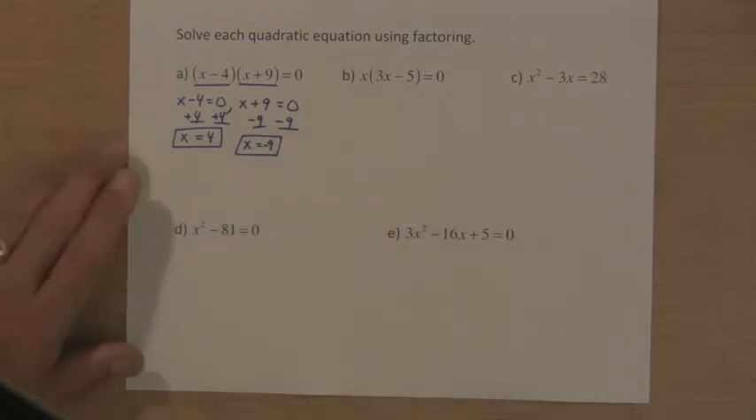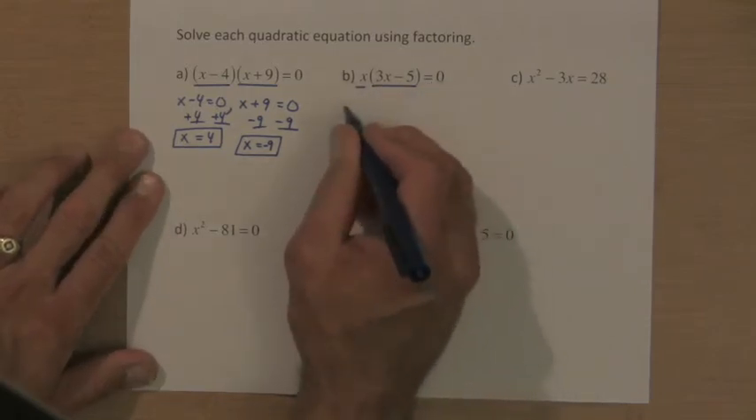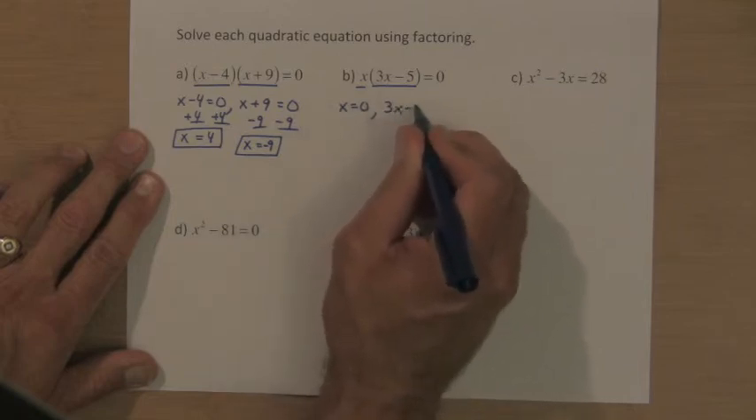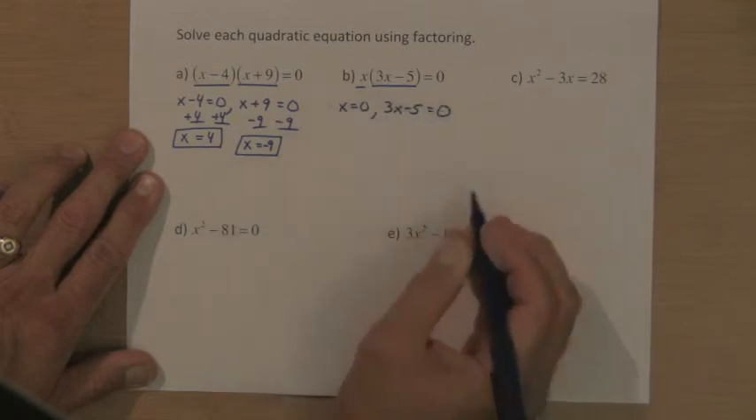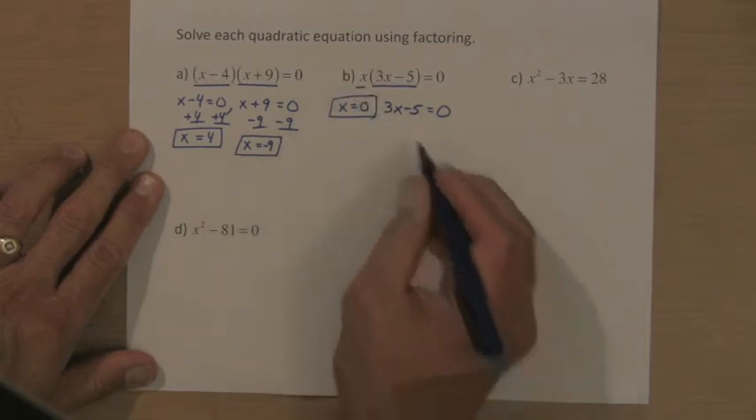The second one, it's already factored. I have 2 amounts multiplied equal to 0. So I can say that either factor equals 0. So either x equals 0 or 3x minus 5 equals 0. This is already solved for x. So x equals 0 is one of my solutions.